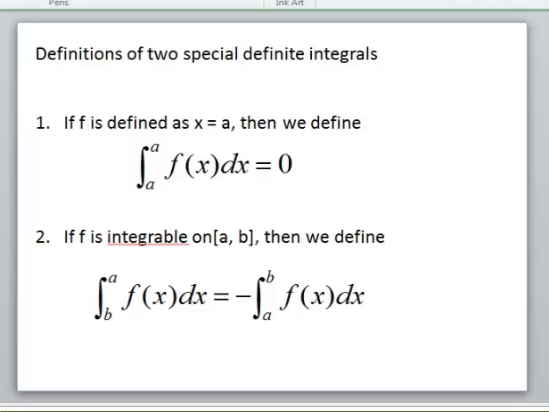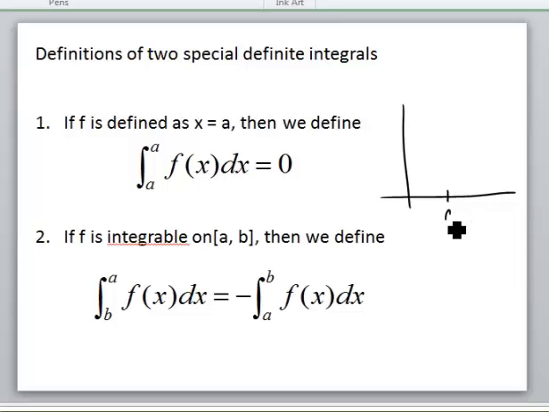So the next part of the definite integrals are these two special definitions. One of them says that if you have an integral from a to a of f of x dx, then you know that the area underneath the curve is 0. So let's see if I can draw a picture of that.